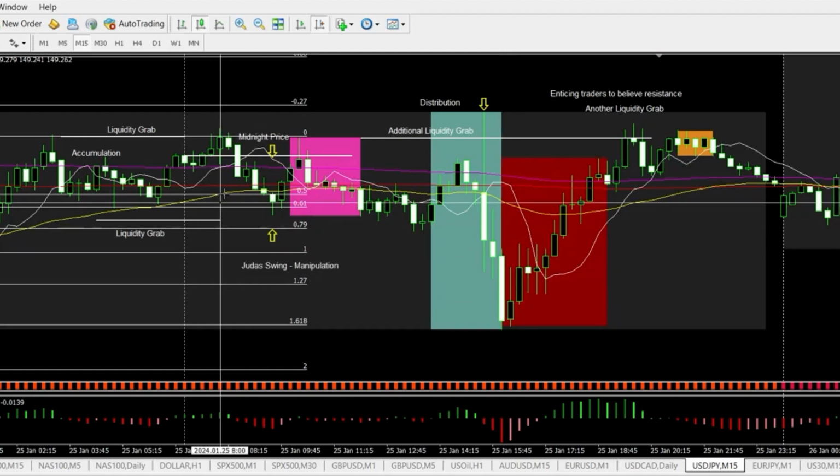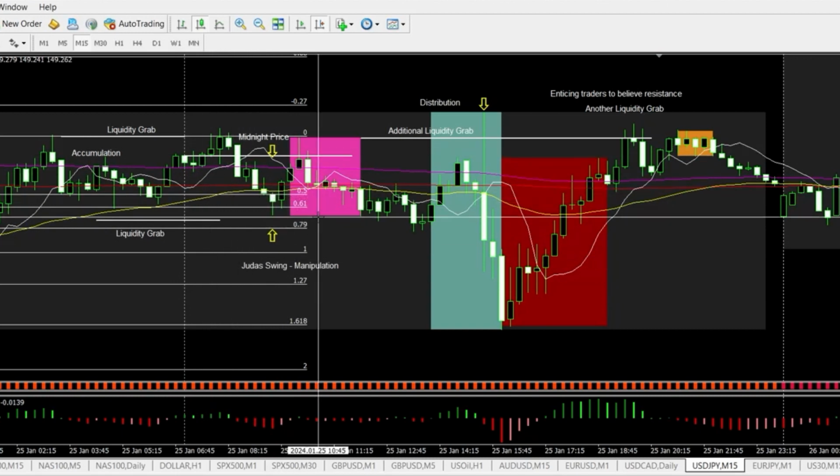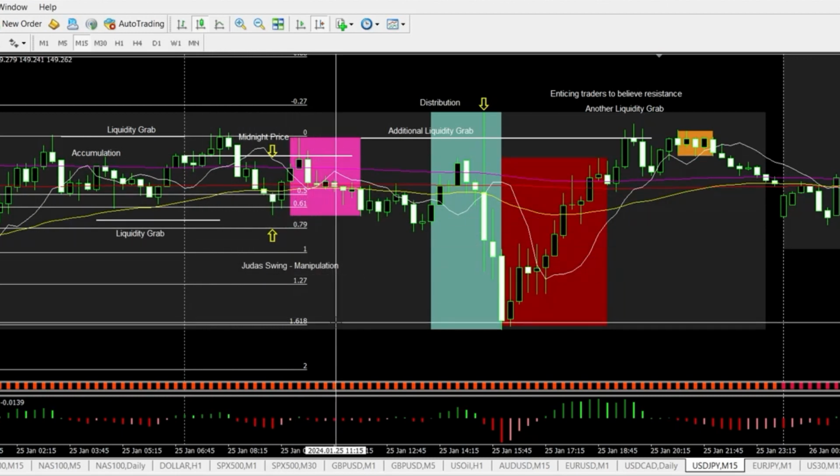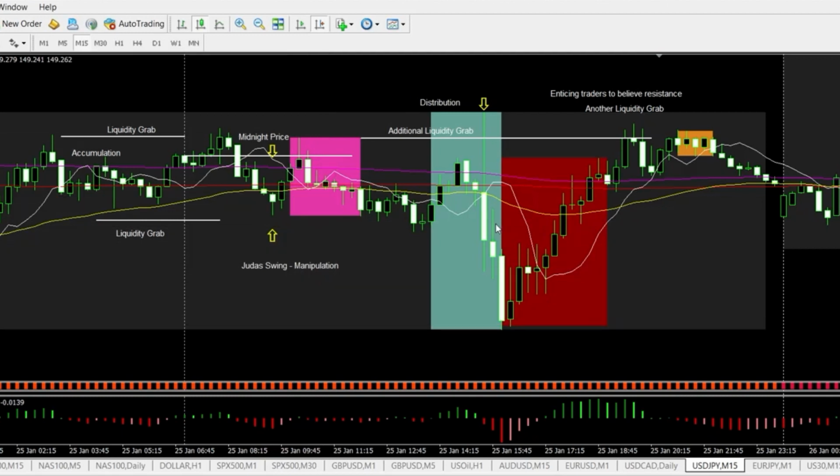And if you're using this Asian session as your range, you would see that it ends at the 1.618 level. That's where it terminates. Now, to continue with this story that price is telling, we see how it's enticing traders to believe in this resistance level.